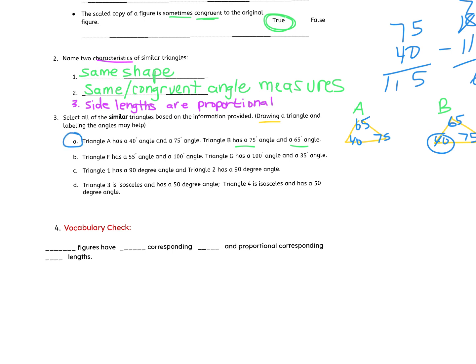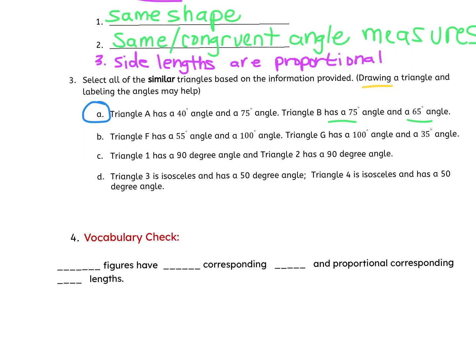All right, let's try letter B. Triangle F has a 55-degree angle and a 100-degree angle. Okay, so let me pause and draw that. So I'm going to put this one over here. Now, knowing the triangle sum theorem, if I add those together, 100 plus 55 is 155. And then I'm going to subtract from 180. Okay, so that is 25 for that third angle.